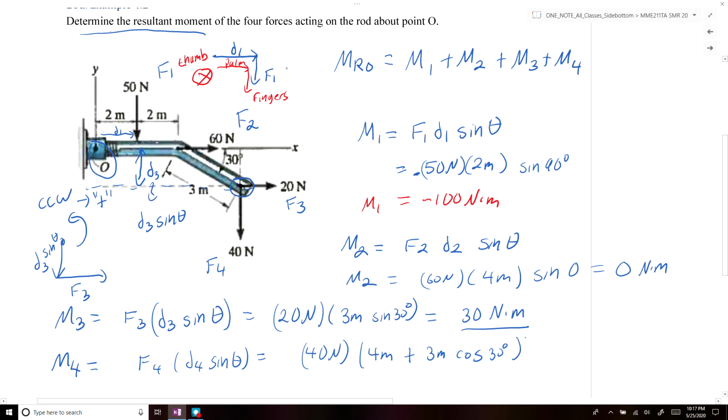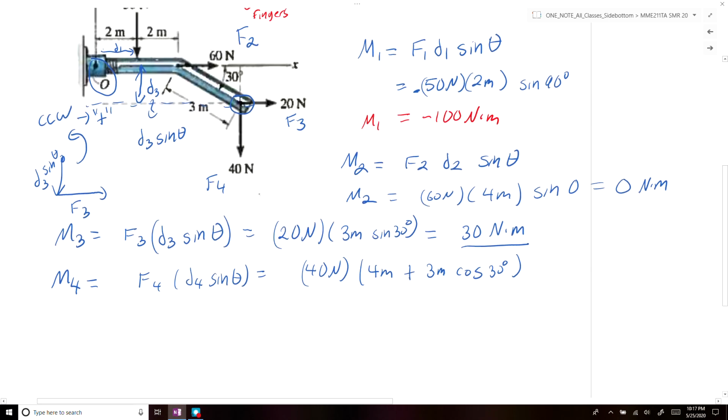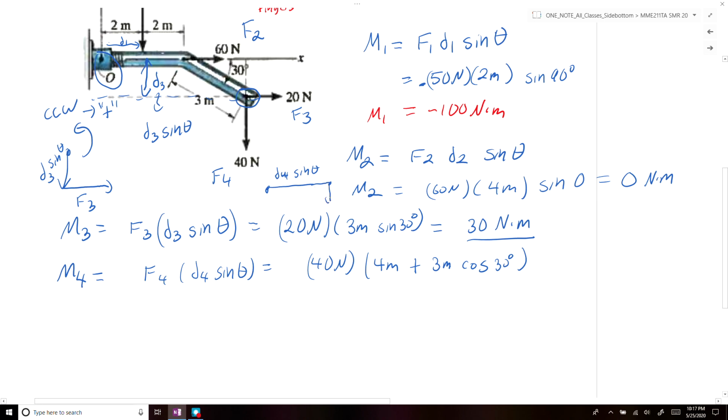All right, and I guess the other thing we should mention here is that it looks something like this. D4 sine of theta would be going along the x-axis, and then F4 would be going down. This would create a clockwise moment if we use the right hand rule, and therefore it's going to be a negative moment. So we're going to add a negative sign here. If we multiply all this through, we end up getting minus 263.923 Newton meters.